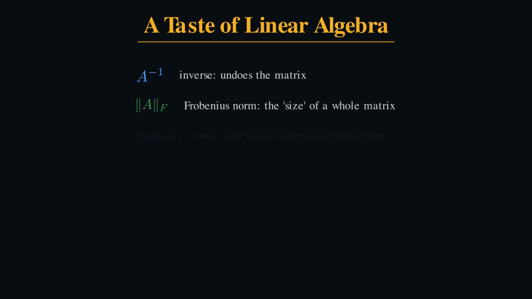3 more you will spot. A to the -1 is the inverse, the matrix that undoes A. Double bars with an F, the Frobenius norm, is just the size of an entire matrix. And rank counts how many truly independent directions a matrix has.